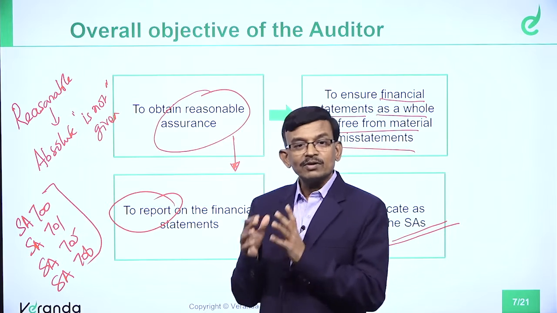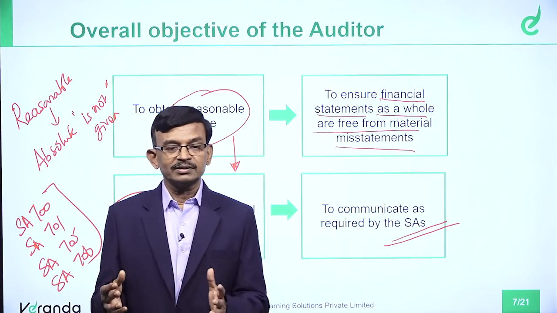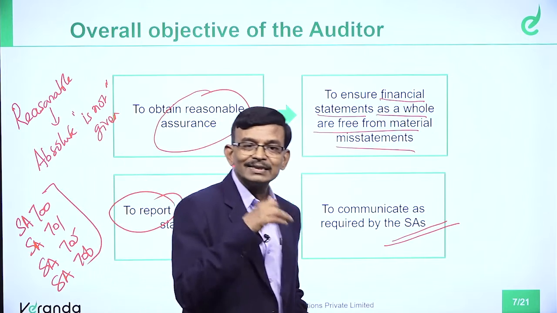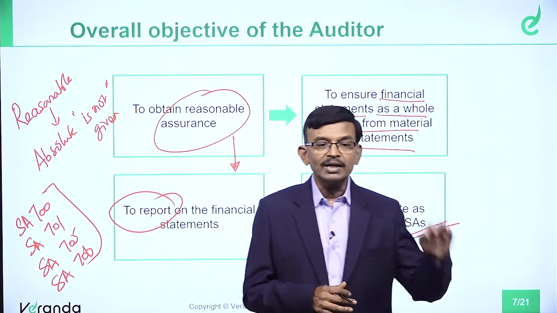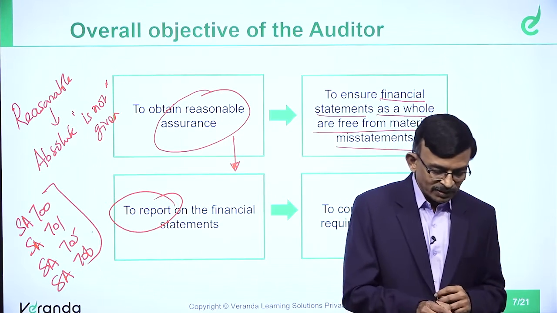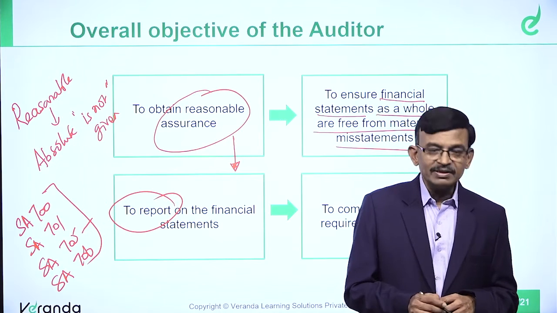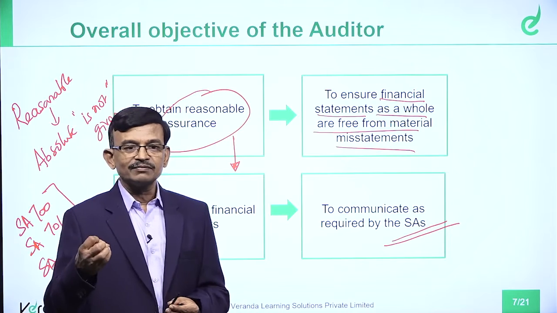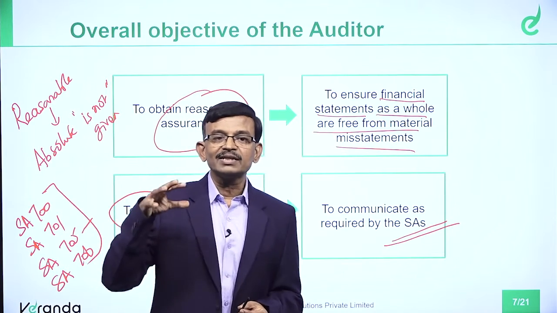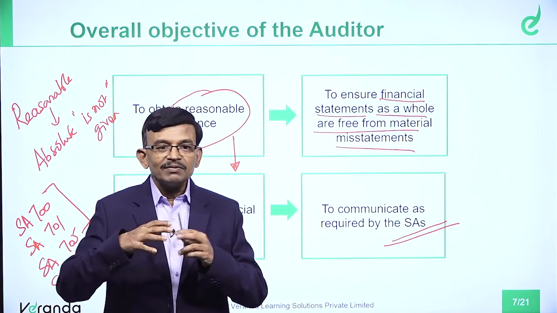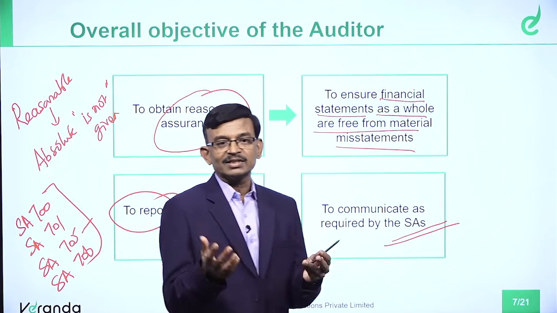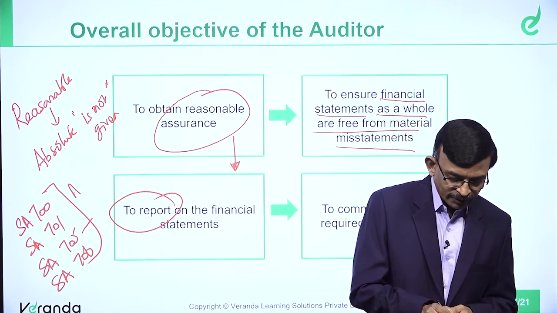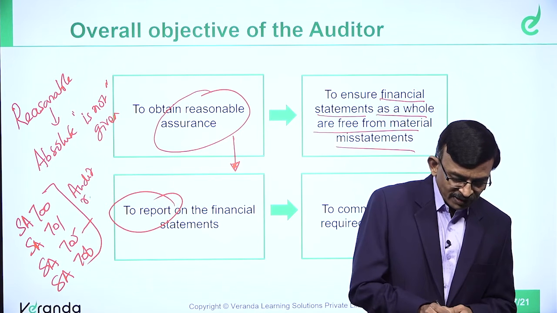SA 705 is when you are qualifying, when you are not comfortable with this financial statement. You believe that there are some material misstatements, but management is not adjusting them. You give an audit qualification, which is covered by 705. And in SA 706, there is no qualification, but you want to bring the attention of the user to a particular point. We call that an emphasis of matter, or giving clarification of certain matters, which we call other matters. So 700, 701 and the others all relate to the audit report.